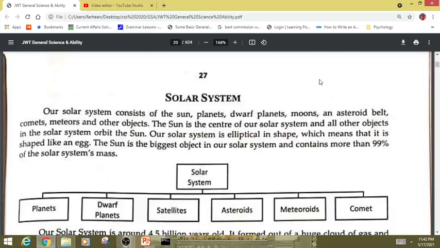Our solar system consists of the sun, planets, dwarf planets, moons, asteroid belt, comets, meteors, and other objects. The sun is the center of our solar system, and all other objects in the solar system orbit the sun. Our solar system is elliptical in shape, which means that it is shaped like an egg. The sun is the biggest object in our solar system and contains more than 99% of the solar system's mass.